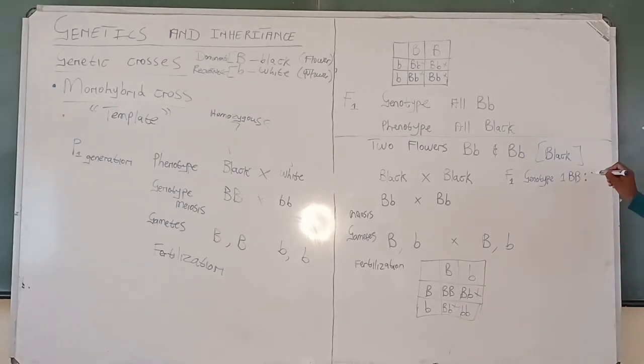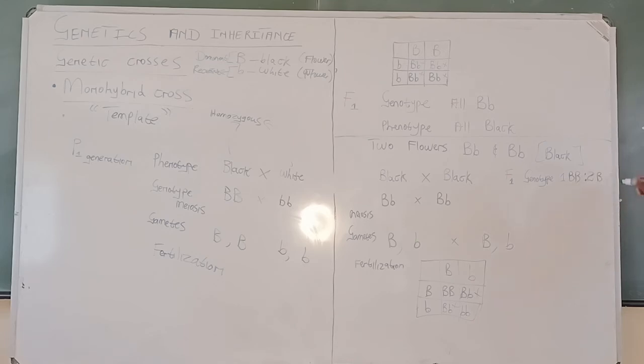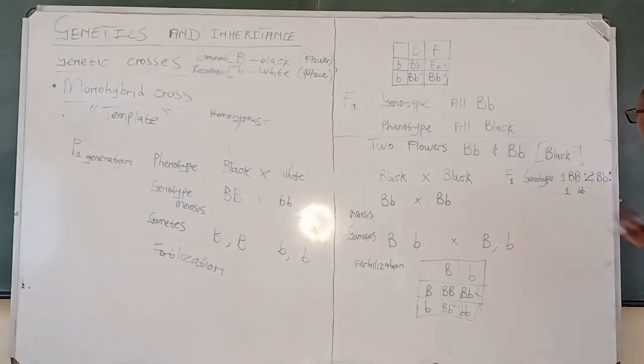So you can see that 2 of them are capital letter B, small letter b, and then lastly we have 1, this one with small letter b's. So you can see that the ratio here in our case is 1:2:1.